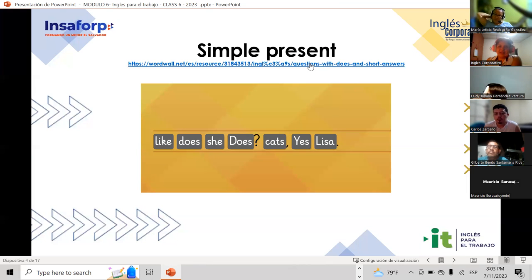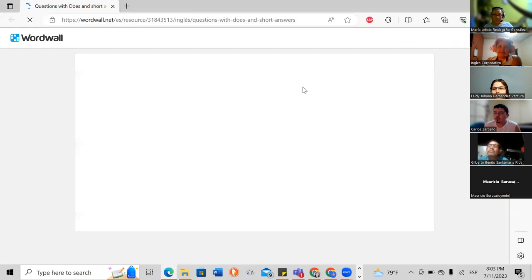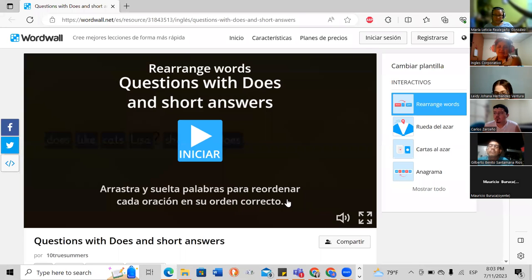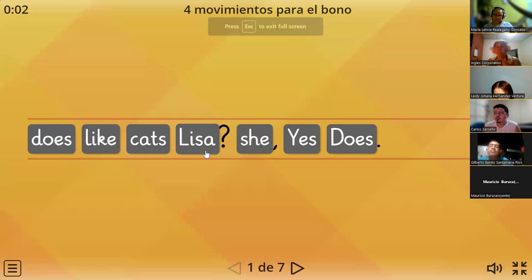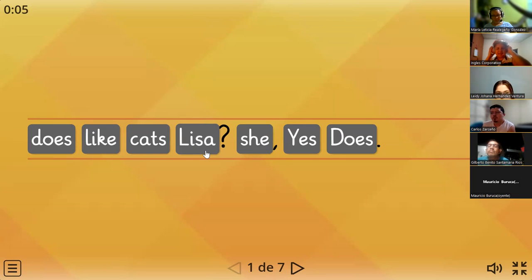Okay, first I have an activity about simple present. We're going to review how to make questions with do and does, because I consider that it's necessary to review how to create a question. Days before, we were practicing how to make questions, and I identified that we need to improve that. Okay, good. How will be the order of this sentence? This is a scramble sentence.